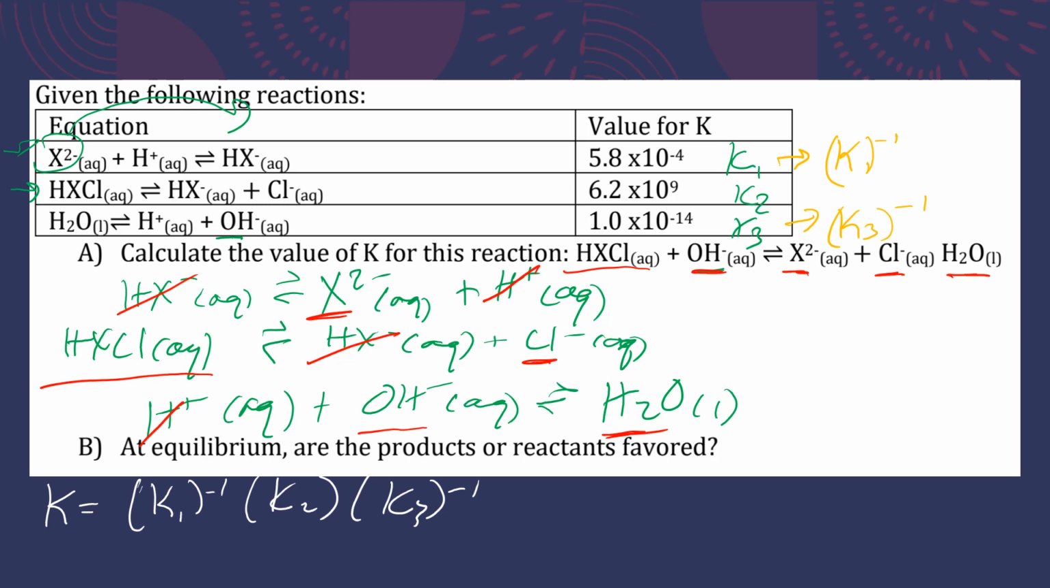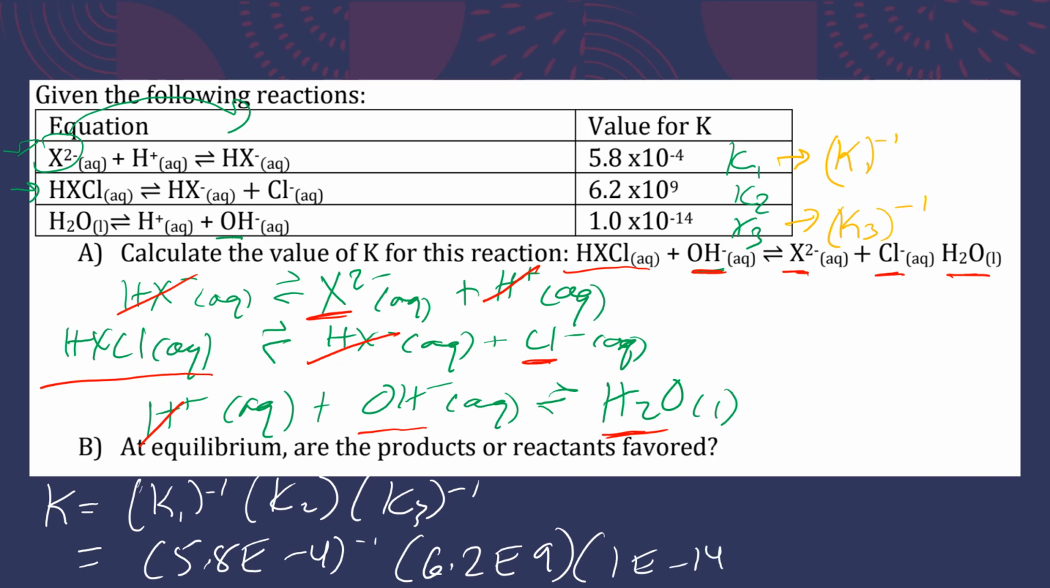Okay, very good. So on my calculator, I'm going to write out what I typed. So it's going to be 5.8 e negative 4 to the negative 1 times 6.2 e9 times 1 e negative 14 to the negative 1. With sig figs in mind, I'm going to end up with 1.1 times 10 to the 27.